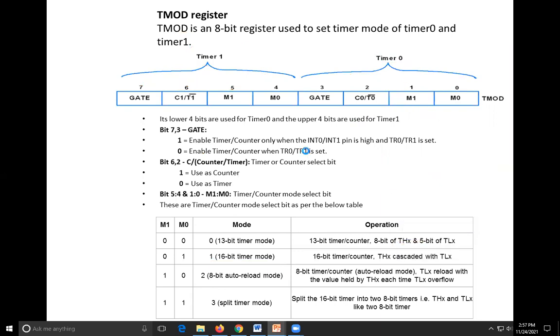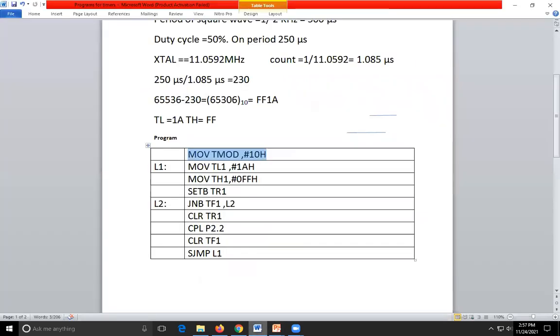Okay. So this 1, 0, I am putting here. This is the direct immediate addressing mode. So MOV TMOD, #10H means this 10H is directly stored into the TMOD.